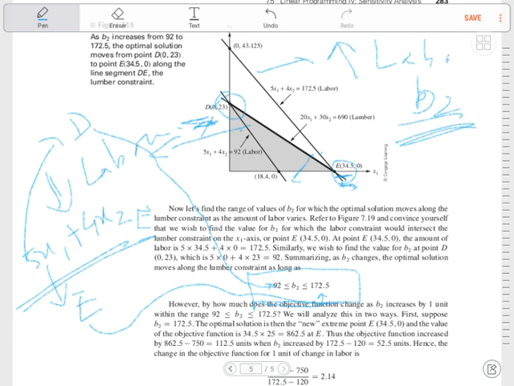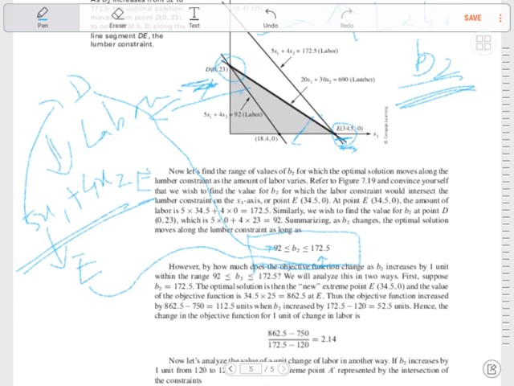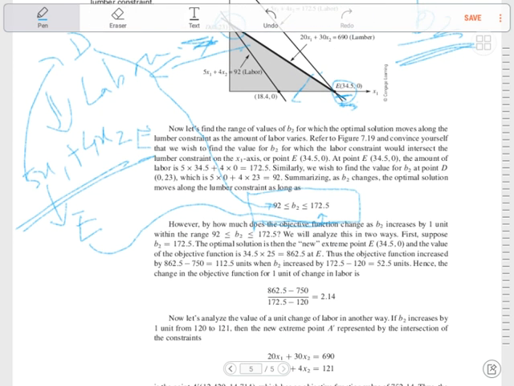Okay. Now the next part of the question: once I have given some boundary over this unknown parameter B2, let us see how the objective function value is changing. Let us study the variation. If B2 goes on varying from 92 up to 172.5, what will be the effect on the objective function's value? That is, by how much does the objective function change as B2 increases by 1 unit within the range 92 to 172.5?